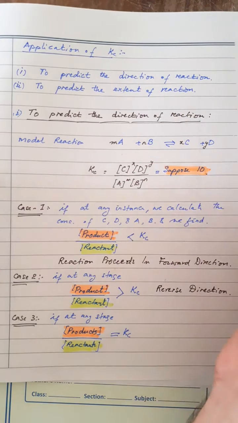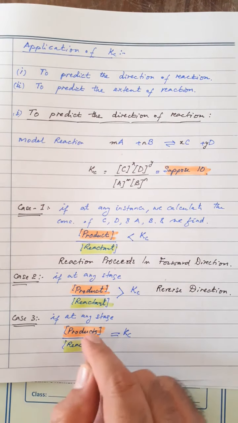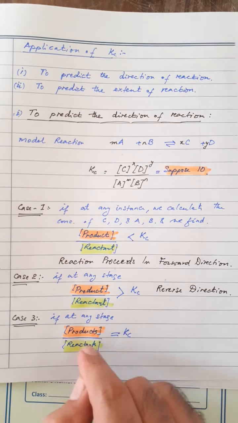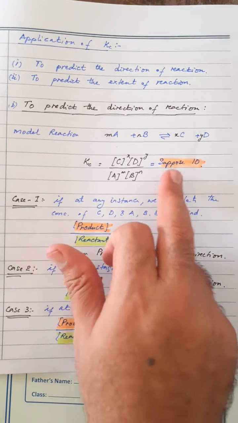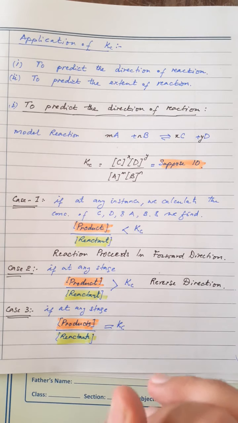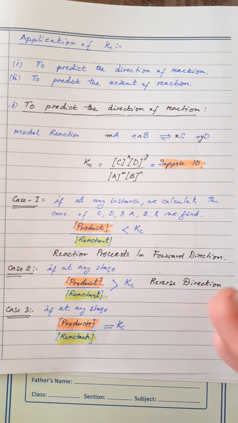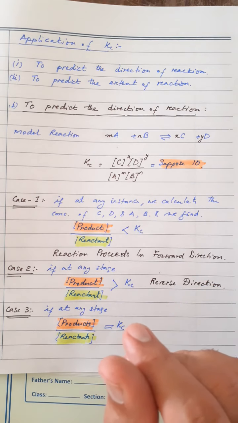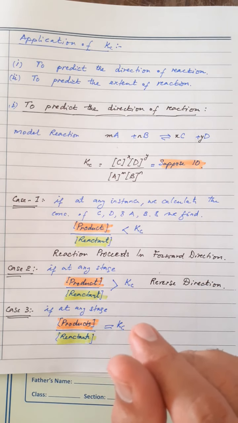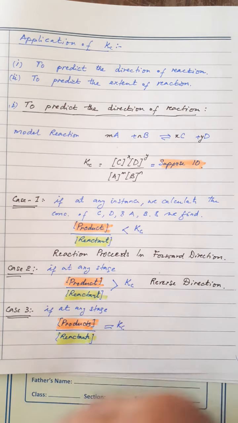Of course not happy, because you want forward reaction. And if at any stage the product upon reactant equals the same as the value of Kc, which is 10, your reaction has come to a stop, my friend. You're getting products and reactants both at the same rate. Do you want it? No. As a manufacturer, we do not want to get reactants. Which case will make you happy?